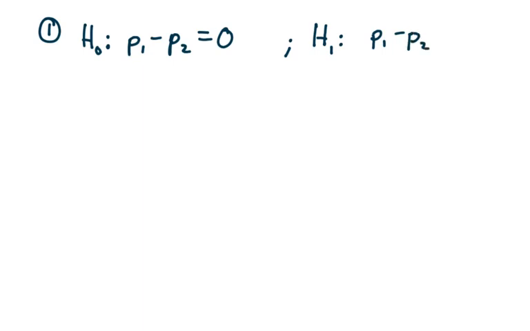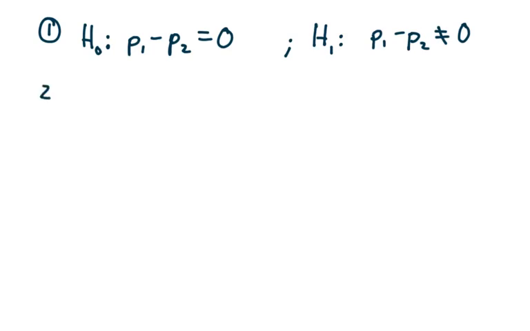Step 1, state the hypotheses and identify the claim. All right, so here I'm going to say it like this: P1 minus P2 is just 0. There's no difference. Another way to say that is P1 is equal to P2. And then the alternative, well, we're just testing to see if there is a difference, and so we're going to use a two-tailed test, so P1 minus P2 is not equal to 0.